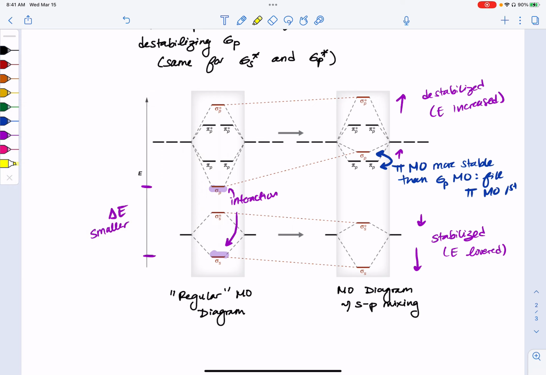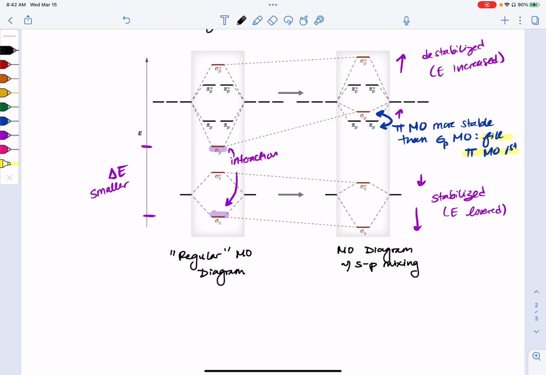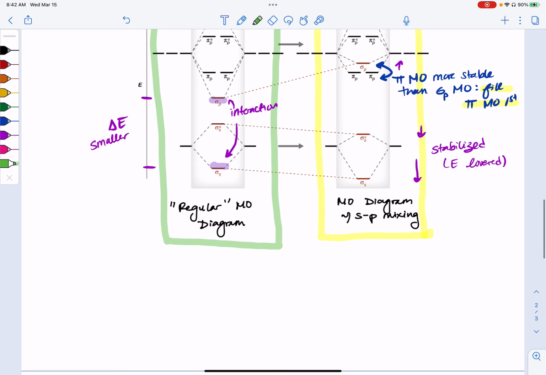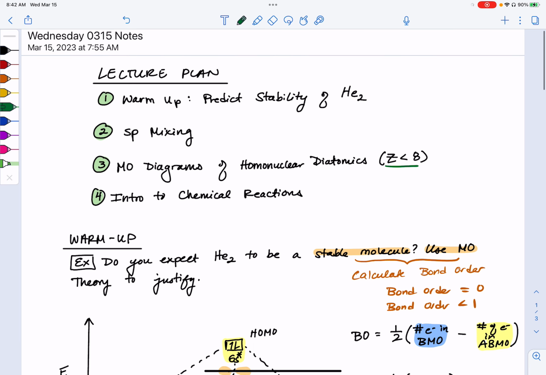So in our next video, we are going to look at molecules where the structure on the right is the one that will be used for drawing our molecular orbital diagrams, whereas the structure on the left, this regular MO diagram, so to speak, is only true for elements that have sufficient differences in energy between their sigma s and sigma p, meaning this is only the best model for things like oxygen, fluorine, and neon.